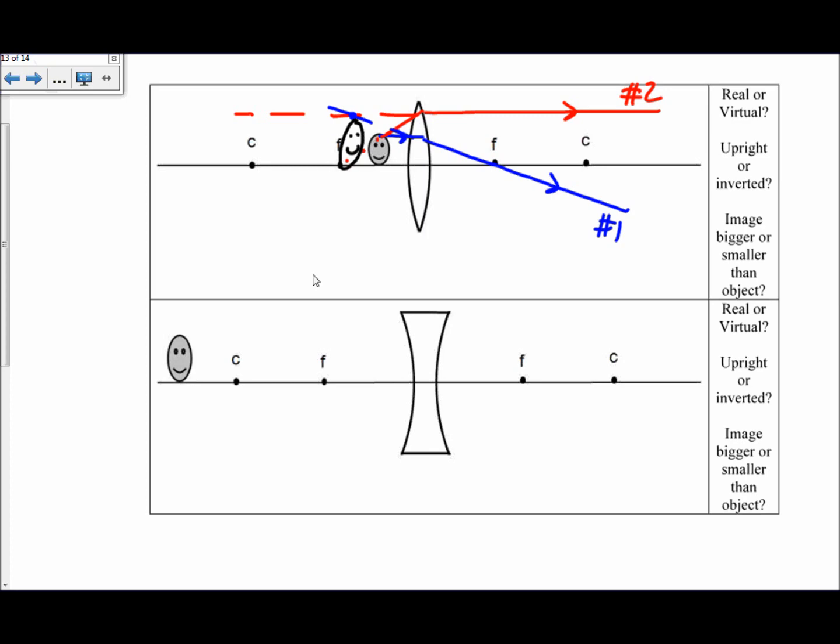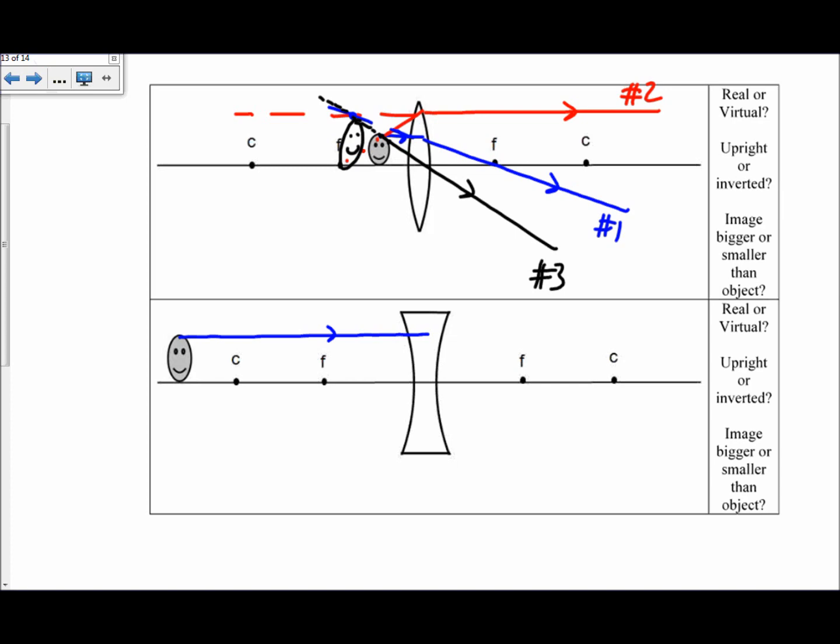I can draw another ray through the center of the lens and then trace it back. Shows me where it is. This is ray number three. One more. Parallel to the axis through the focal point. This is probably the hardest of all of them. It sort of changes up a bit. Parallel to the axis. And now I'm going to go through the focal point, but I have to go through the focal point on the left-hand side.